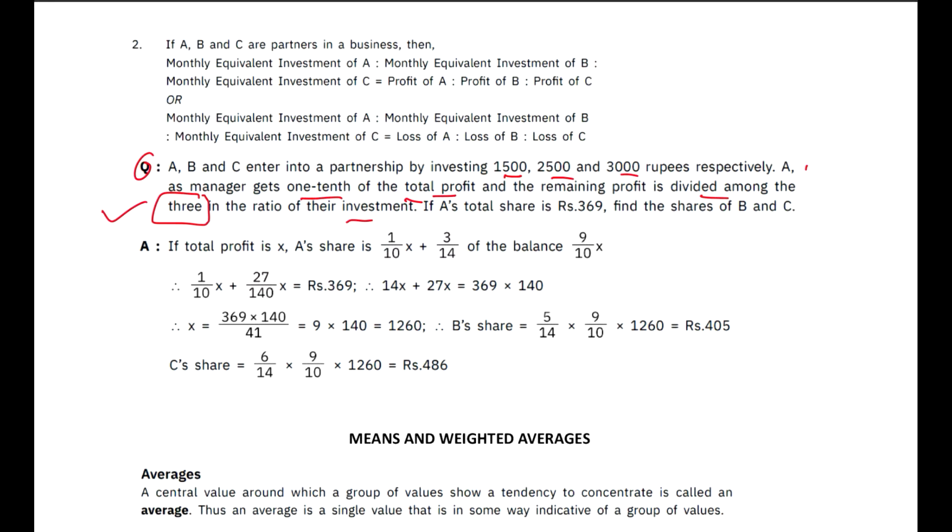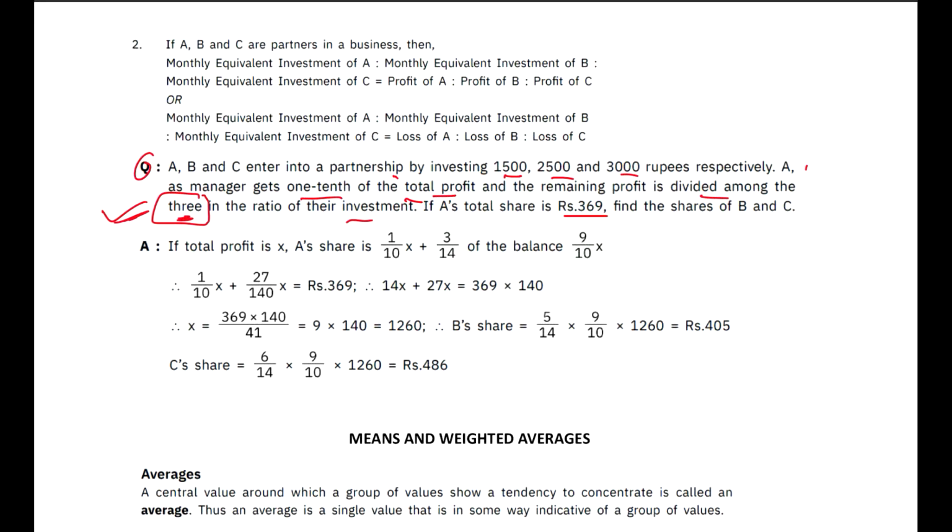The answer is yes, because this is the keyword. Most of the people mess up in this part where they think that 1/10th is already given, so no more division. But this is wrong. Read the question carefully. It is saying 3. So this means after he gets this amount, he will also get a share of the distribution. Okay. So A's total share is 369.